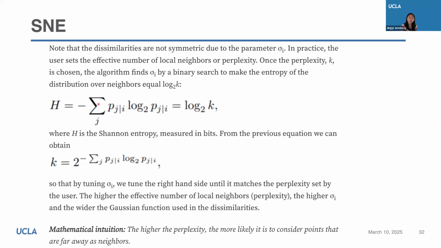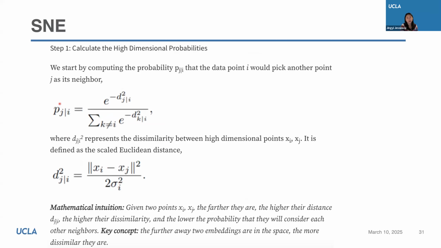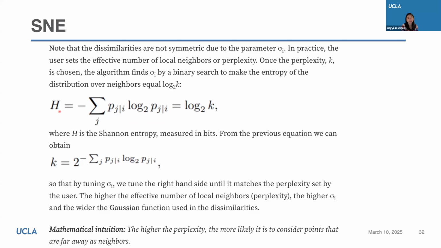And essentially, you call this k. Okay, you call this log 2 k. And so if you just transform k to be on the left-hand side, then it's essentially, based on the last equation here, k equals 2 to the power of the entropy. So the idea is that by changing sigma i, back here, you will for sure change the probabilities P j given i. Okay, and then you will change the entropy. And so essentially, you change sigma i until you have this equation equal to your preset k. So k is the perplexity you set.